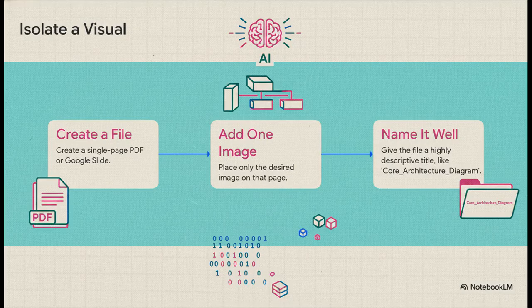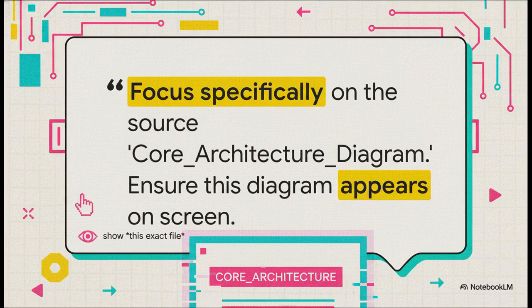So the strategy is to basically make your image impossible for the AI to ignore. We're going to increase its weight. And you do that by isolating it. Put just that one diagram on a single-page PDF or a Google slide all by itself. And this is crucial. Give that file a super obvious descriptive name, something like core_architecture_diagram. Then, in your prompt, you call it out by its name. You are essentially telling the AI, hey, when we get to the part about technical specs, I want you to show this exact file. It's like pointing at it. This gives you absolute control over those key visual moments.